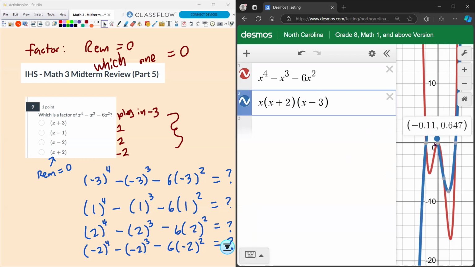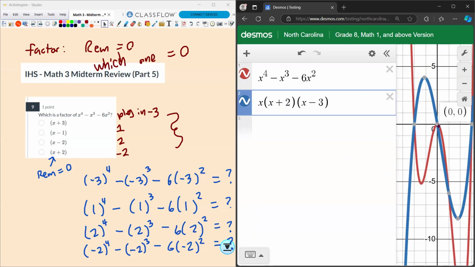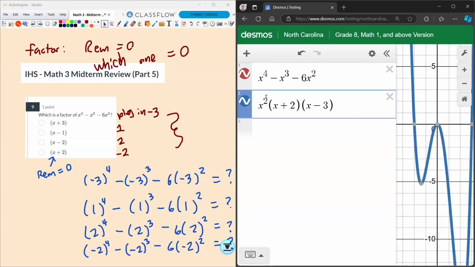If you want to get all technical, since that has a double root at 0 for my original graph, I'm going to want that x to be raised to the second power. So that's kind of the factored form. And as you can see, x plus 2 is the factor that aligns with this answer choice. None of the other ones give you that same one.